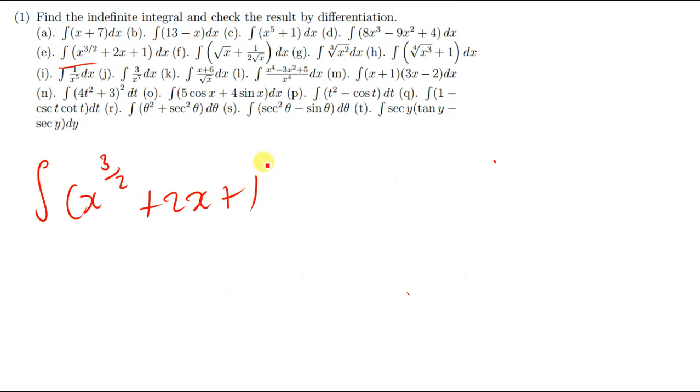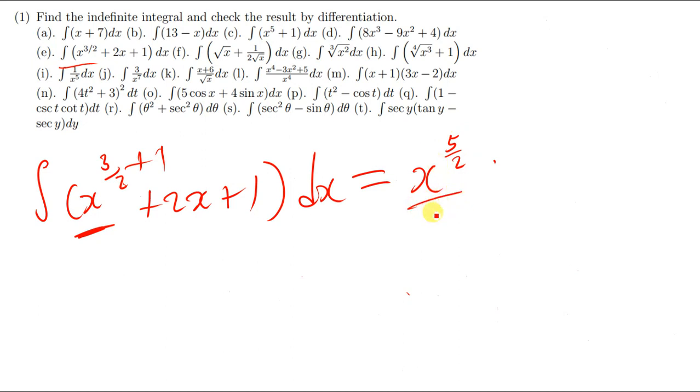So this is what we have. We're integrating this with respect to x. So integrating this part, we're going to add 1 to the power. So 3 over 2 plus 1, we're getting, so this will be x to the power 3 over 2 plus 1, this will give us 5 over 2. We divide everything by 5 over 2.